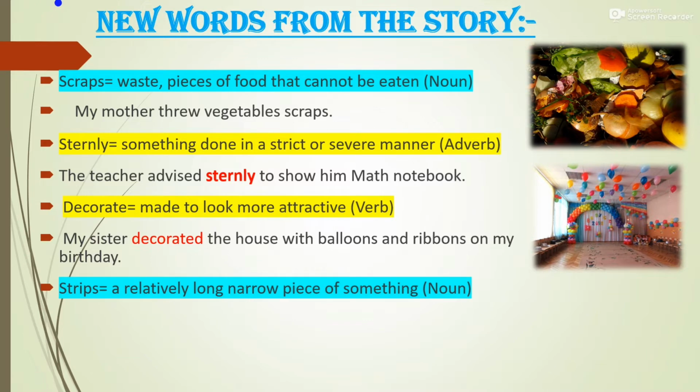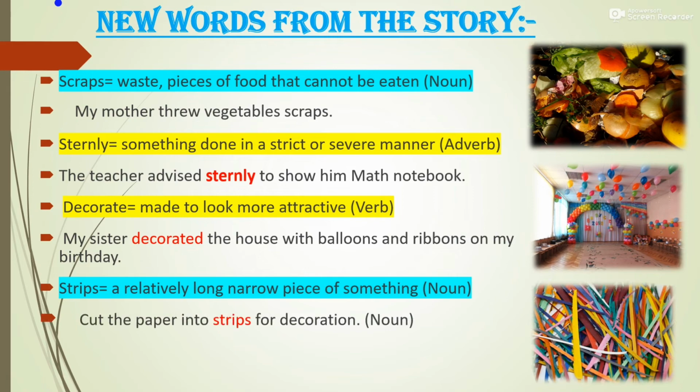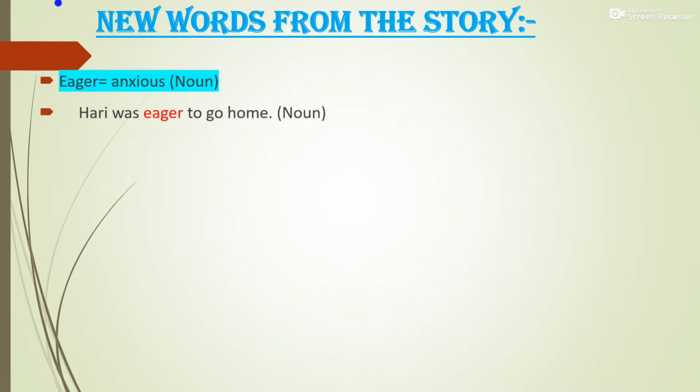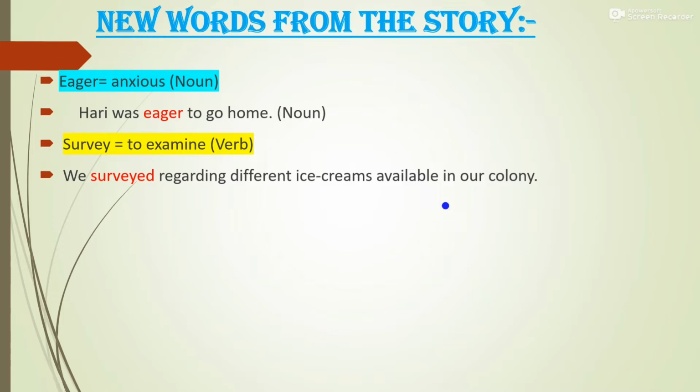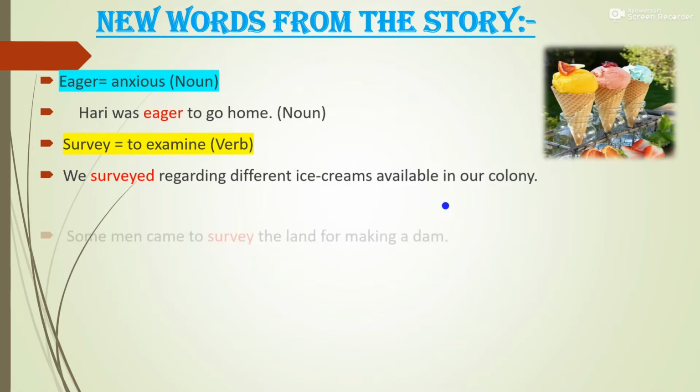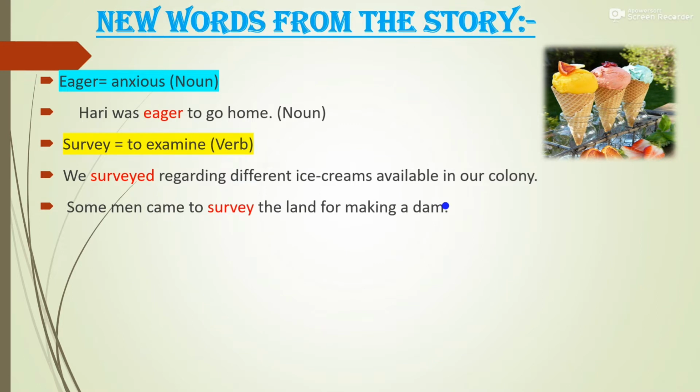Strips, a relatively long, narrow piece of something. It's a noun. Cut the paper into strips for decoration. Next word, eager means anxious. It's a noun. Hari was eager to go home. Survey means to examine. It's a verb. We surveyed regarding different ice creams available in our colony. Some men came to survey the land for making a dam.